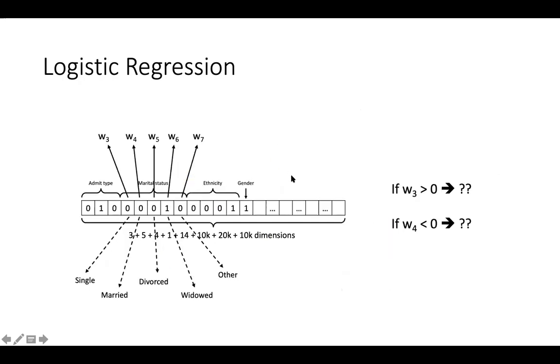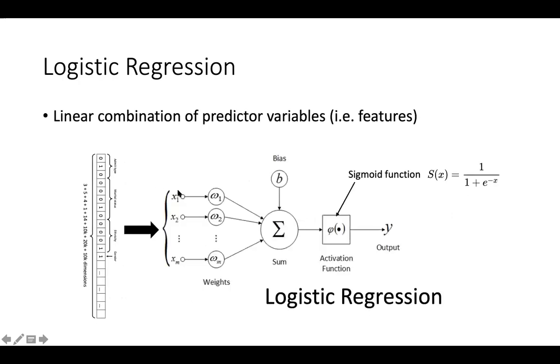So if you think about it, what does it mean if a certain weight is positive or negative? This is very simple stuff. For example, take the five types of marital status: single, married, divorced, widowed, other. If W3 has a positive value, like 1.0 or 2.0 or maybe 10.0, what does that mean? Or if W4 has a negative value, what does that mean? It's easy. Let's say that we are doing readmission prediction. This represents a single hospital admission, and based on this, we're trying to predict whether the patient would return to the hospital within 30 days after discharge.